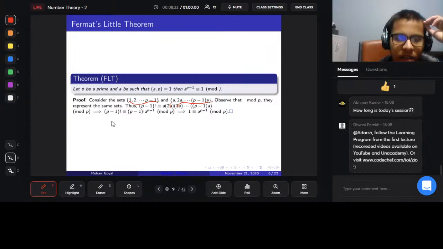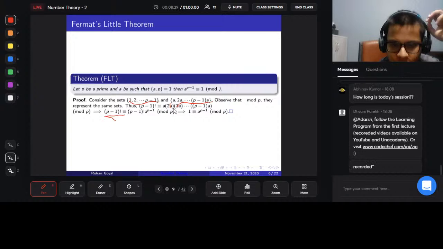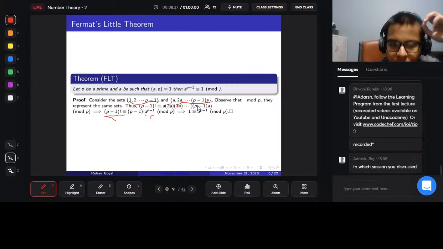And p minus 1 factorial is congruent to, you get from each element a, 2a, 3a till p minus 1a. So there are p minus 1 powers of a, right? And the other elements are just 1 into 2 into p minus 1. That's p minus 1 factorial.